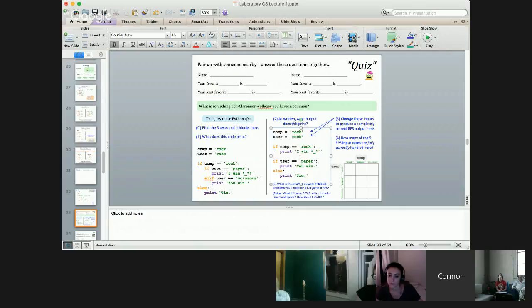Since we don't have that, this is kind of a code thing. Python's a little bit different than a lot of languages, and white space does matter. White space means spaces and tabs, but not enter. You can have as many blank lines as you want, and the computer just ignores those. So I would definitely recommend separating each block by a couple of new lines. We already see this: comp equals rock, user equals rock, then there's a space.